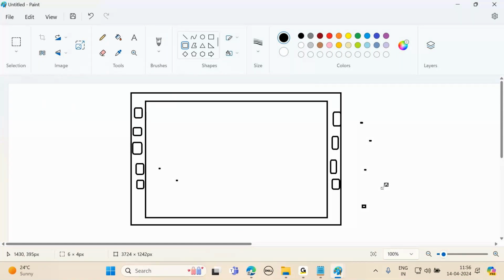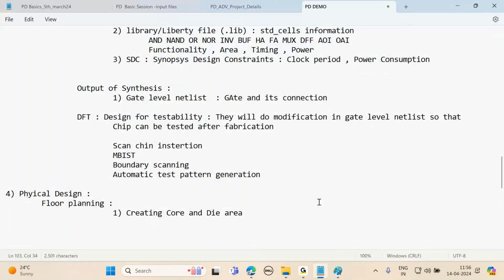So place input and output ports. After placing ports, right? So the next step is what? After port placement, the next step is macro placement.